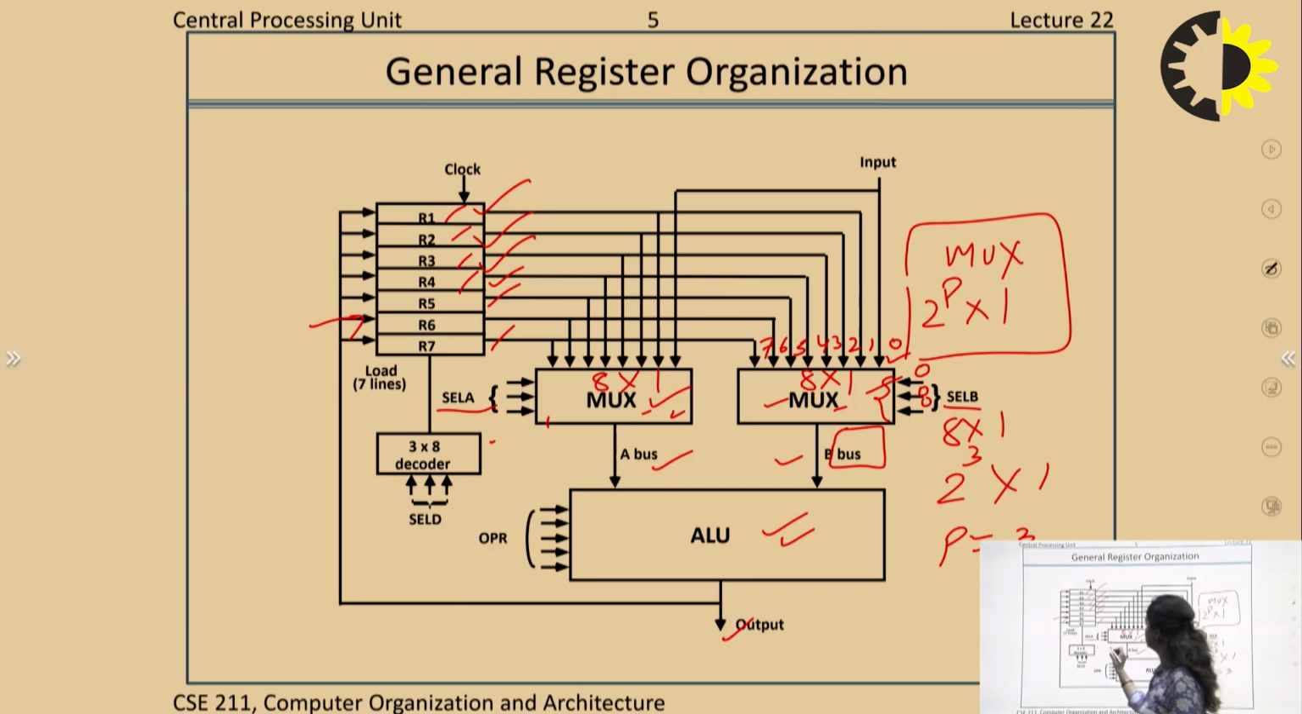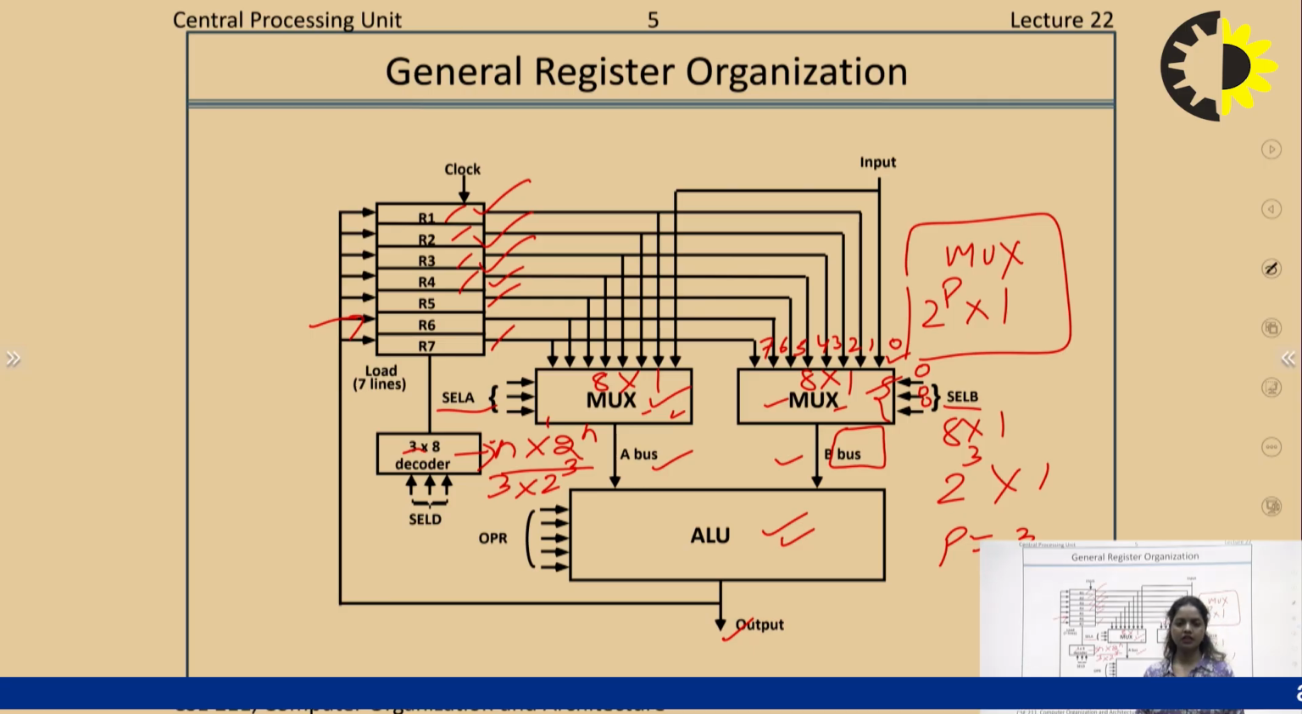That is having n inputs and 2 raised power n outputs. That is your decoder. As we can see over here, we are having the value of n equals to 3. So 3 inputs is equal to 2 raised power 3 outputs, that is 8. So it is a 3 into 8 decoder, which will have 3 inputs, the selection lines. And the selection lines will decide out of these 7 registers, 1, 2, 3, 4, 5, 6, 7, which register is going to be selected.